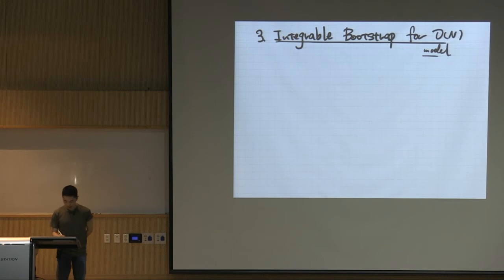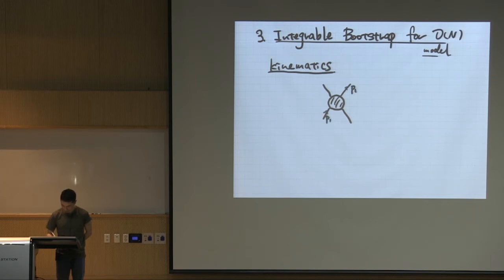So as I said, what I want to understand, or what I want to determine, is the 2 to 2 S matrix. So let's first discuss the kinematics. The 2 to 2 S matrix is something like this: you have momentum P1 incoming and P1 outgoing, P2 incoming and P2 outgoing.